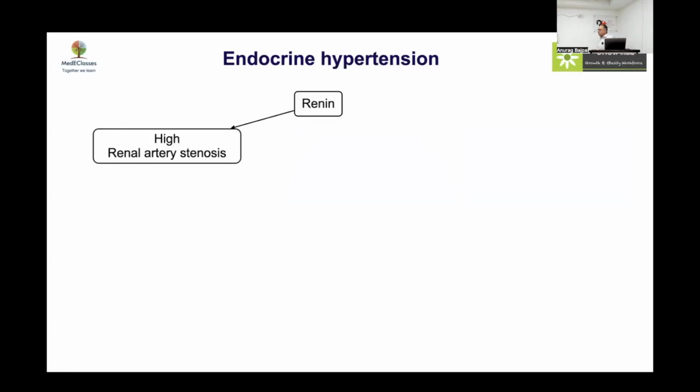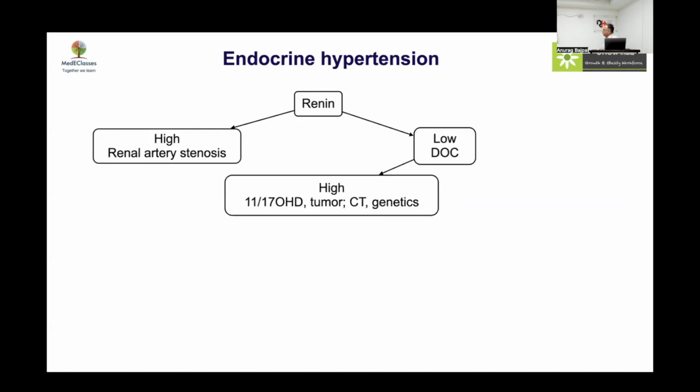So if your renin is high, you're dealing with renal artery stenosis. Get a CT angio, which I find to be the best, as compared to Doppler. We have had patients who came to us with hyperreninism and they were found to have aortoarteritis and RAS, which can cause that. If renin is low, DOC is high, then you're thinking of CAH.